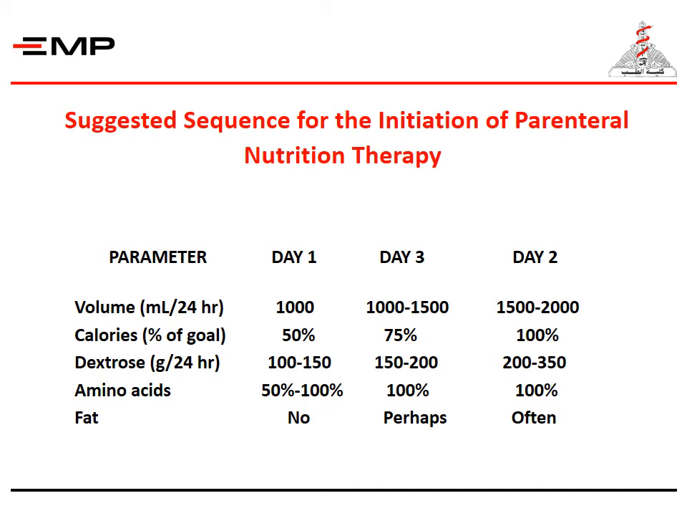Fat emulsions are usually deferred during the first period, and some protocols avoid their use. Actually, fat is needed to provide the essential fatty acids besides its caloric value. The three main nutrients are given either in separate bottles, or as a manually mixed preparation, or as ready-made formulas.